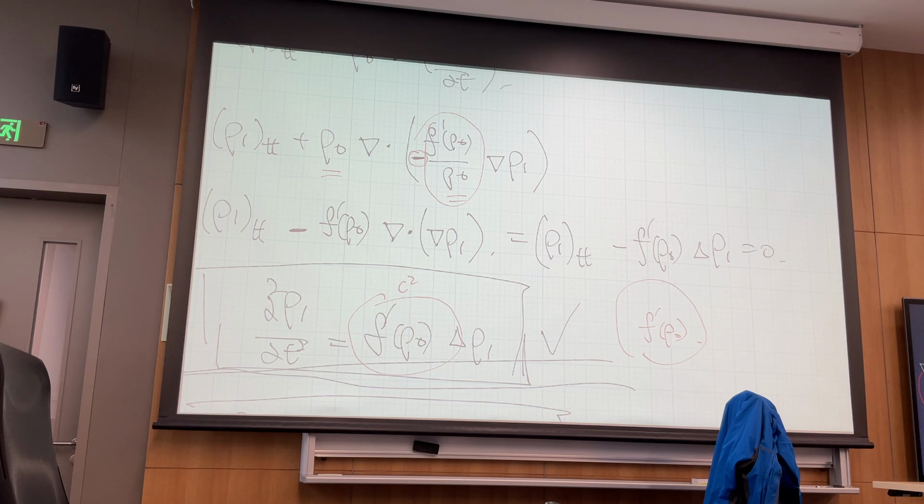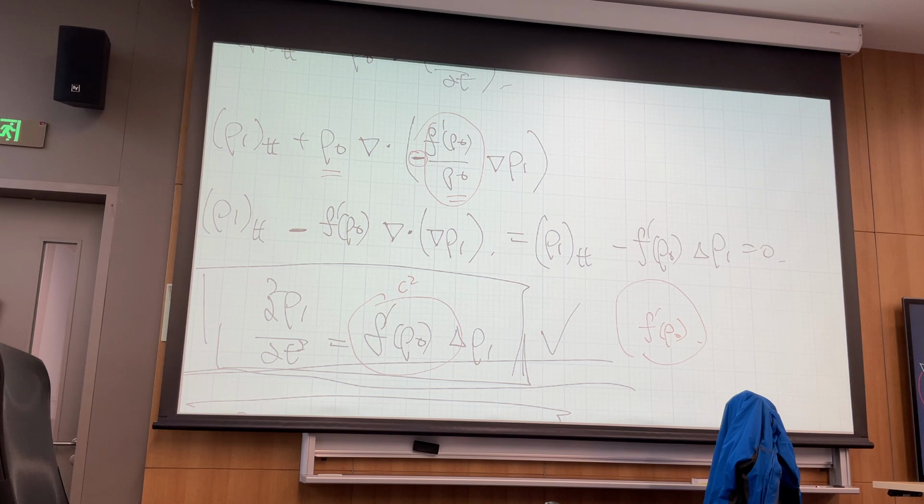What is f? F is the pressure, right? We assume that pressure is a function that only depends on the density. F prime rho 0 is how that pressure is changing around rho 0, which is exactly around the averaged density, for example, of the air, right?